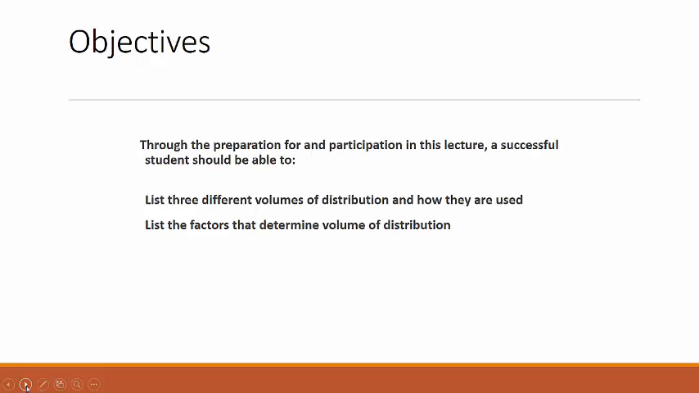Secondly, I'd like you to be able to list the factors that determine volume of distribution. So we know that volume of distribution is a determinant of elimination rate constant and half-life, but what determines volume of distribution? Third, list the determinants of plasma protein binding. I'll let you in on a secret. Some of the major determinants of volume of distribution are protein binding to both tissues and to plasma proteins.